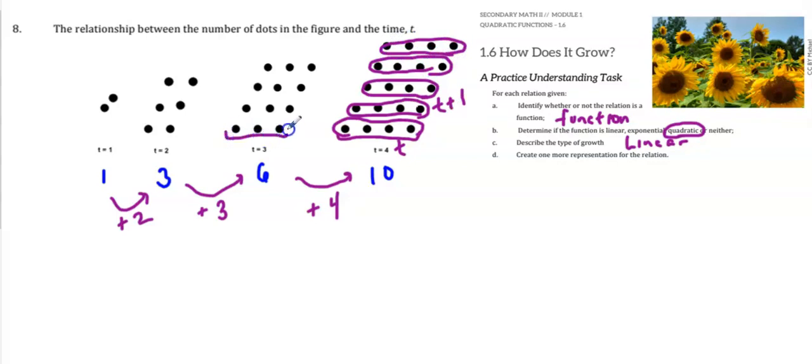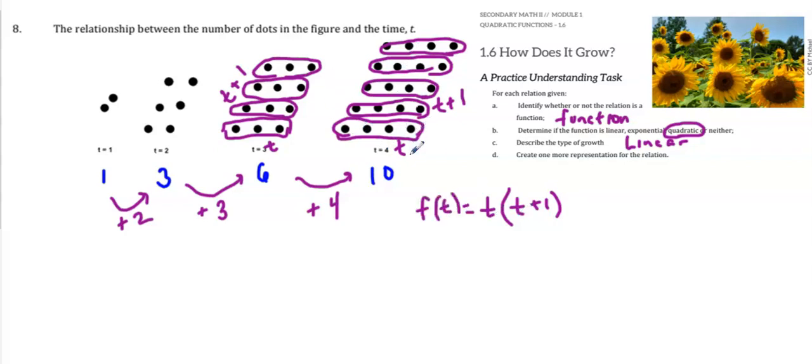Same thing happens here. I have one group of t, and then I have 4 groups of 3. So that is t plus 1. And the same for the other 2. So to get the total number of dots that I have, I'll do t, because that's with one row. And I have t plus 1 rows of t dots. So to get this relationship to work, remember we did have to double the number of dots that were in our figure. So that means for our final answer, we'll need to divide by 2.